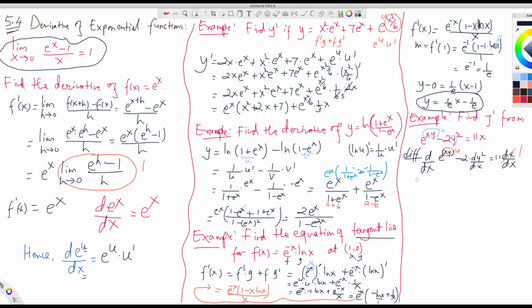So what do you get? It is like e to the u times u prime, right? Minus 2, and they don't match. So it will be 2y and then y prime, right? So equals 11 times 1 is just 11. So what is e to the u?